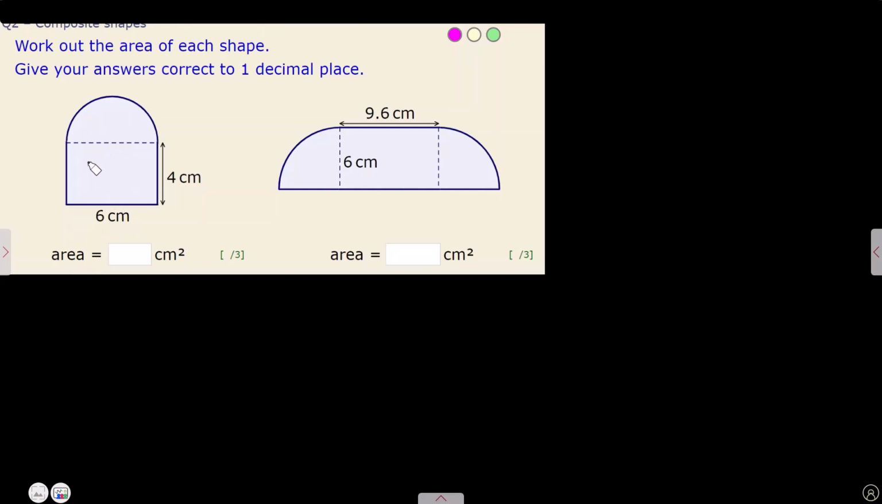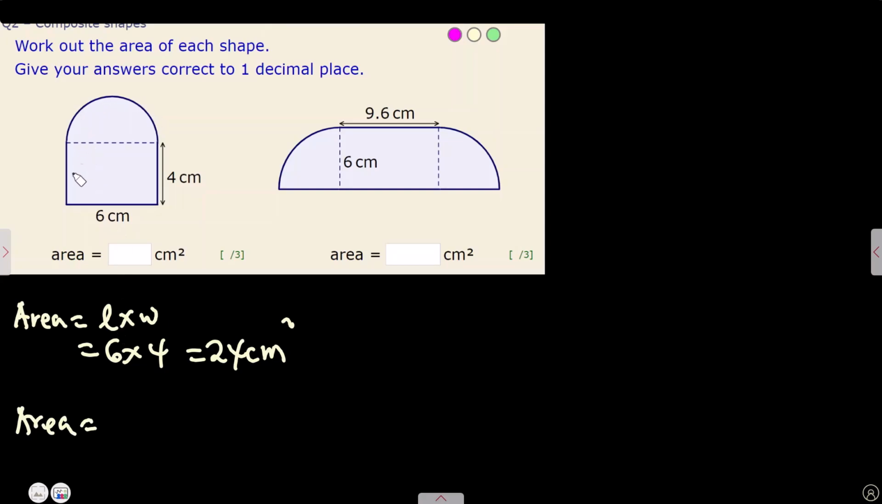First, the area of the square or the rectangle at the bottom. The area can easily be worked out by the length times the width. The length is 6 times the width, which is 4, and of course that will give you 24 centimeters squared. And then of course you need to work out the area of the semicircle at the top.